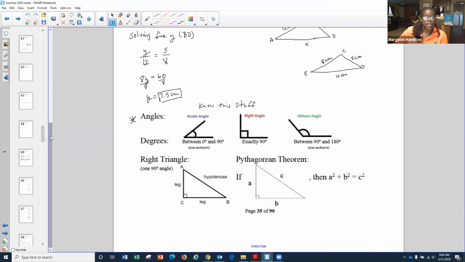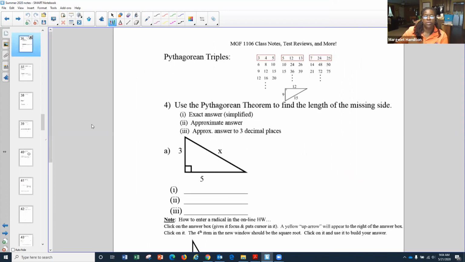So here we are moving to page 36. Okay, this first part here is talking about Pythagorean triples. And we're not going to linger too much on this. This is just information about some patterns that you may see. Pythagoras, when he was looking at the Pythagorean theorem, found some patterns that he discovered. We call those Pythagorean triples. Our most famous one is this first one here, 3, 4, 5.